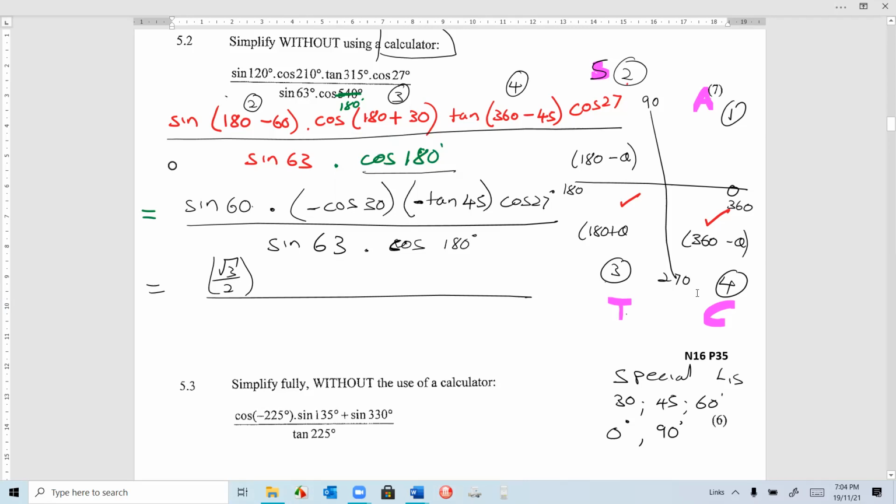A negative times a negative is a positive. Or if you're not sure, just bring in your negative. We'll deal with it later. Type in cos 30. What did you get for cos 30? Negative square root 3 over 2 again, sir.